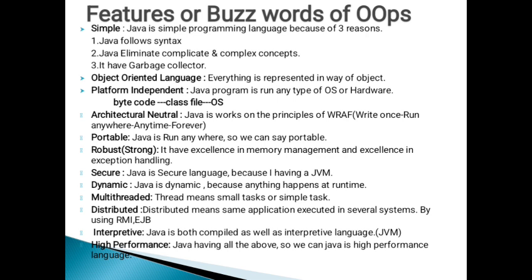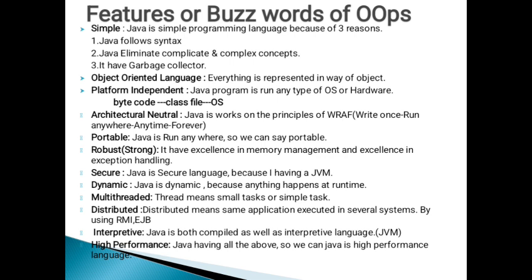Next one is platform independent. Generally, a platform is a software operating system or hardware or some configuration. We can say Java is a platform independent language. That means the Java compiler transforms a Java program into bytecode, that is a class file. Once we get the class file or bytecode, we can execute it on any operating system, whether Windows, Linux or Unix. We can execute the class file on any platform. For this reason we can say that Java is platform independent.